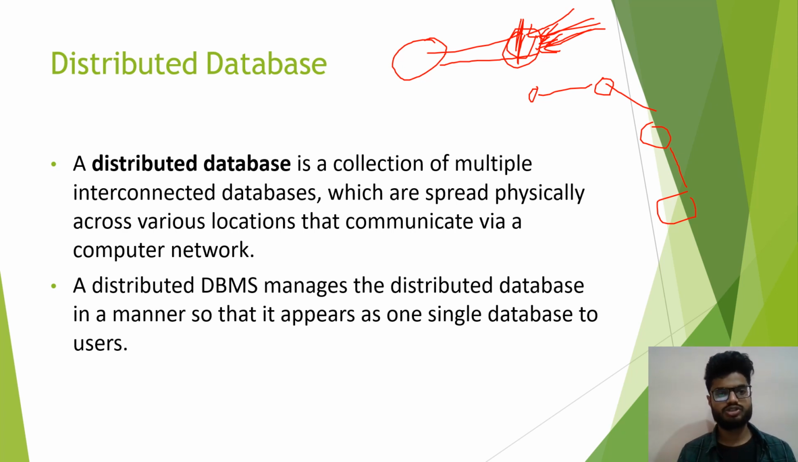A distributed database is a collection of multiple interconnected databases which are spread physically across various locations and communicate via computer networks. A distributed database management system manages the distributed data in a manner so that it appears as one single database to the users. Actually, they are distinct, but it appears to be only one single database or single table.